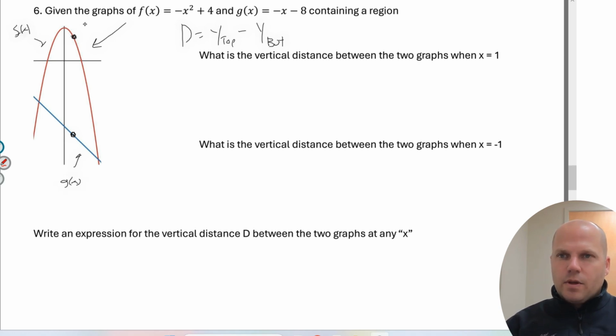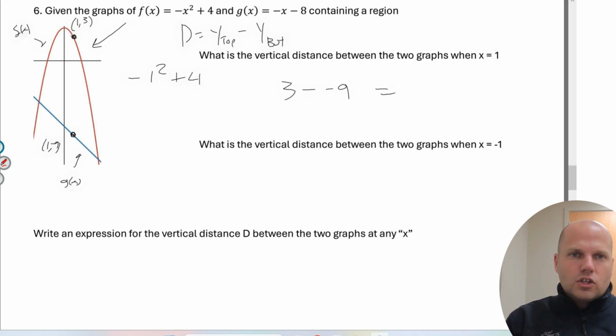And let's say we want to figure out this vertical distance at x equals 1. Well, we need to find the y coordinates, which means we need to find f of 1. We plug in 1 and we'll get 3. We plug in 1 and we'll get negative 9. Now, if you don't know how to plug in 1 and get 3, this negative x squared means you're taking 1, squaring it, and then taking the opposite of it, and then adding 4, which gives you 3. Now, 3 minus negative 9 is 12. Or you could just say, from negative 9 plus 12, you get 3.